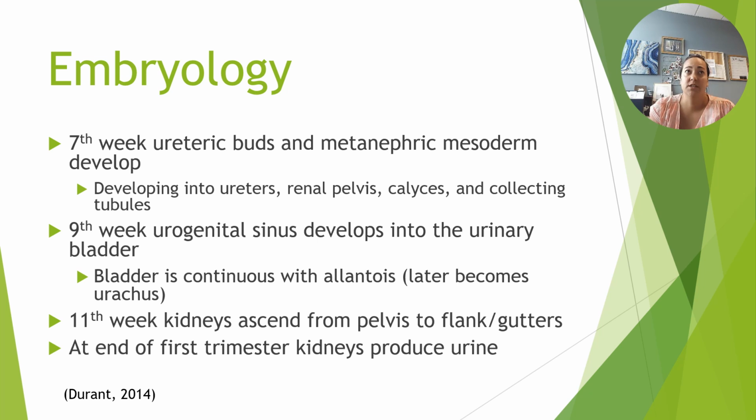So starting off with embryology, in the 7th week, the ureteric buds and metanephric mesoderm develop. This develops into the ureter, the renal pelvis, the calyces, and the collecting system. Then in the 9th week, the urogenital sinus develops into the urinary bladder. And then the bladder is a continuation of the allantois, which later becomes the urachus.